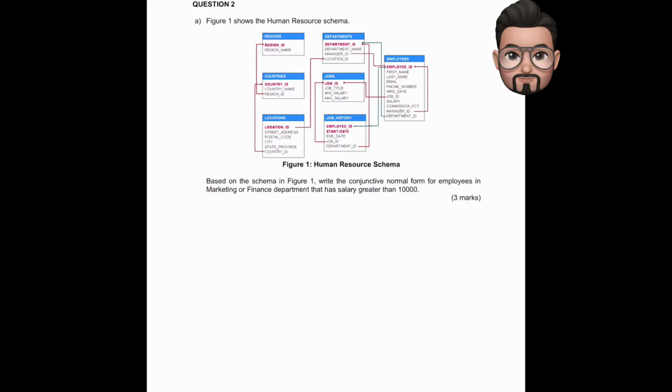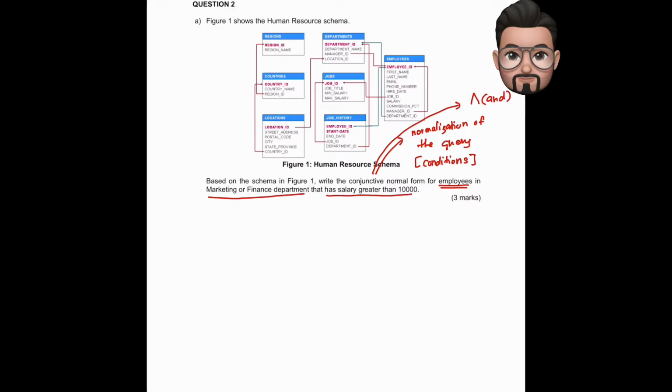Remember, when you want to do the conjunctive normal form, it is all about the normalization of the query. When we talk about the normalization of the query, it's all about the conditions. And the conditions must be in the conjunctive normal form. Conjunctive normal form means you need to use the AND operator.